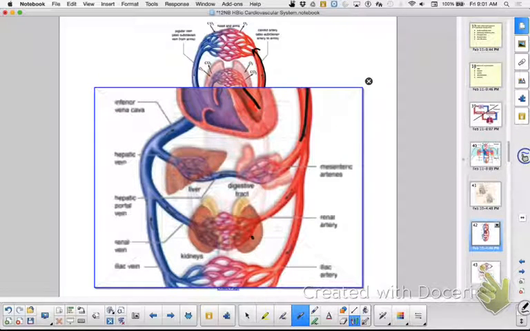Okay. So go to where it says portal system. Takes blood from the small intestines directly to the liver. Directly to the liver. So it should be going back and going right then and doing the pulmonary circuit, but it doesn't. It takes it directly to the liver. The purpose is blood nutrient regulation.